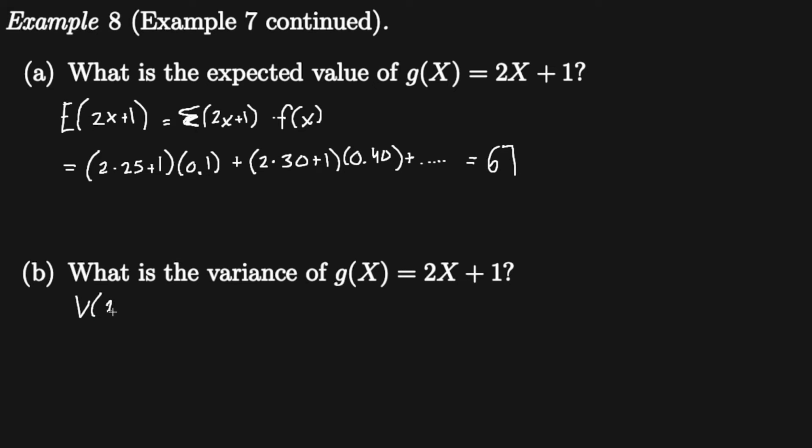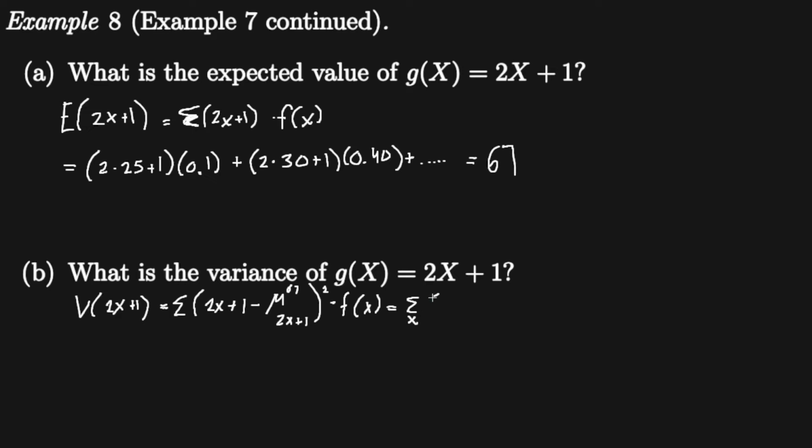Now B is asking for the variance. So the variance of 2x plus 1 would be the summation of 2x plus 1 minus mu of 2x plus 1, which is 67, which we had in part A, all squared times f of x.